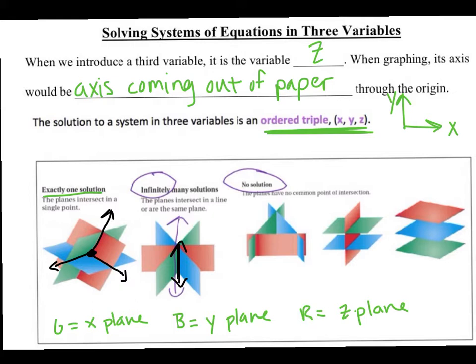When you have no solution, it means that the planes have no common point of intersection. Do two planes intersect? Yes, the blue and green, green and red, blue and red, but nowhere do the green, blue, and red all intersect each other. Same with this one, there's absolutely no solution for any two of the variables. So the only time you have a solution for a system with three variables is if you have all three planes intersecting each other.